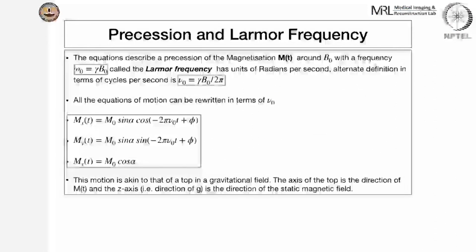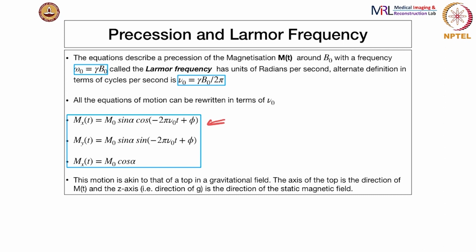Okay, so let's look at this. Based on this equation, we saw that omega 0 equals gamma B0 is called the Larmor frequency, with units of radians per second. Of course, we can always rewrite this as nu 0 equals gamma B0 by 2 pi, and rewrite the equations we saw in the previous slides in this form. So what is this motion? This is similar to that of a top or a gyroscope in a gravitational field. In this case the axis of the top is the direction of M, basically the direction of the magnetization, and the z-axis, which is the direction of the acceleration due to gravity, is in this case the direction of the static magnetic field.